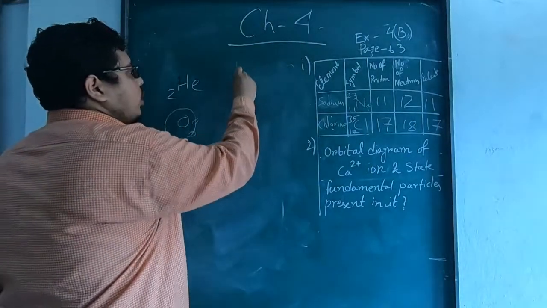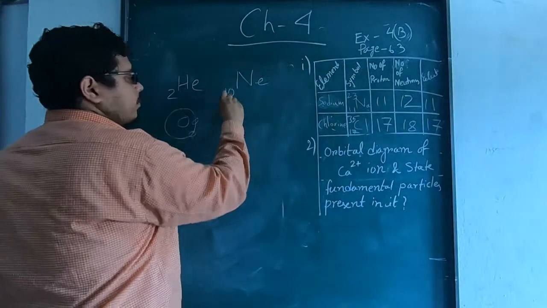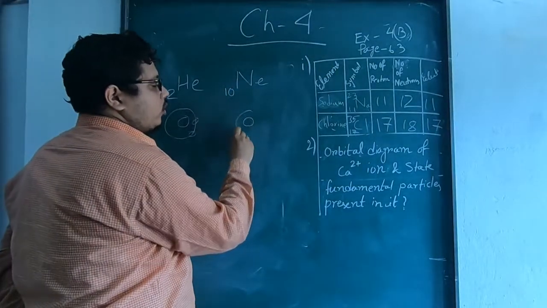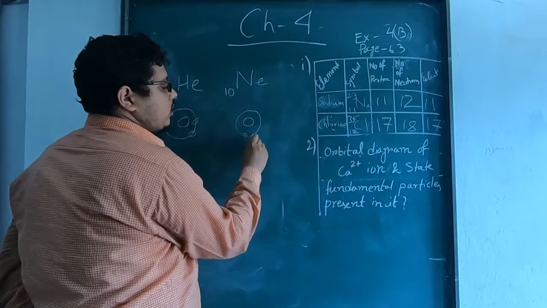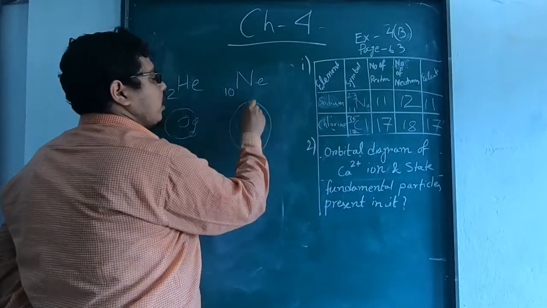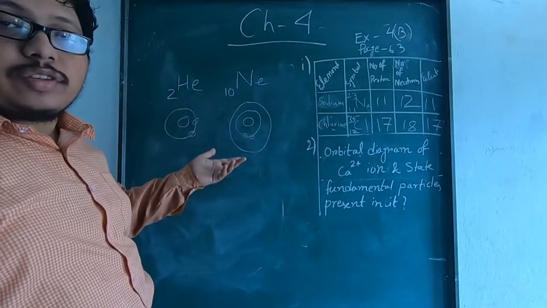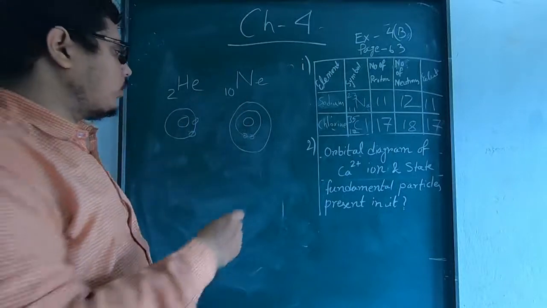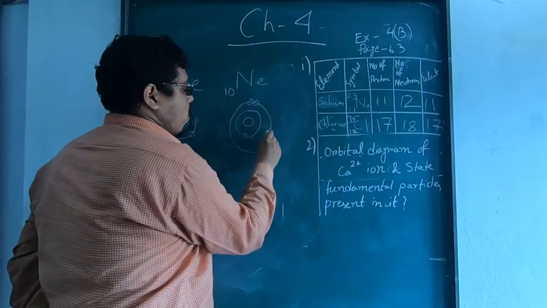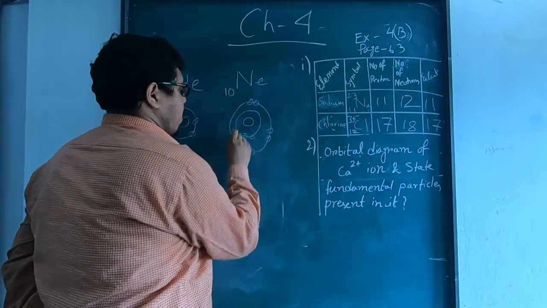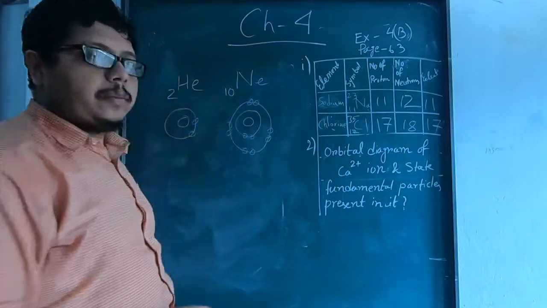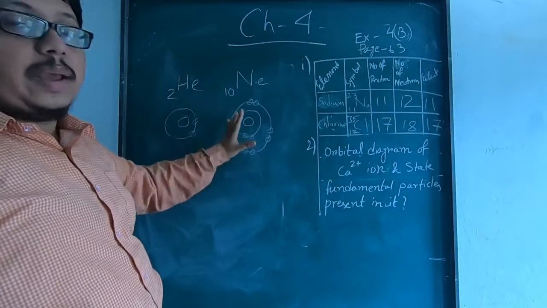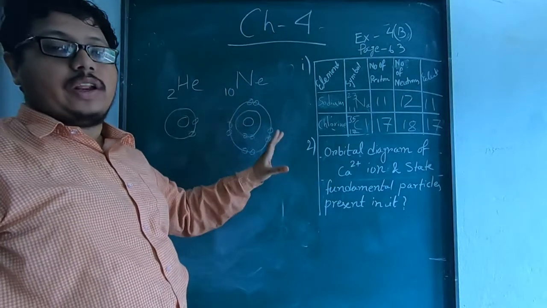Similarly, if I draw neon here, 10. Is it not? Neon is 10. So if you follow the rule of electronic configuration, first shell 2, next shell is how much? 2 gone, how many more left? 8 more left. And 8 is the maximum capacity also. So we got 8. So here also completely filled outermost shell, stable electronic configuration.